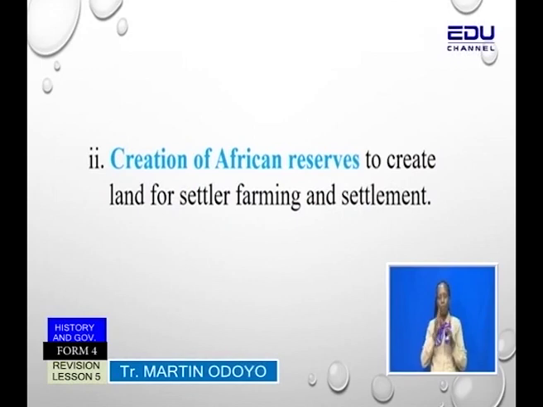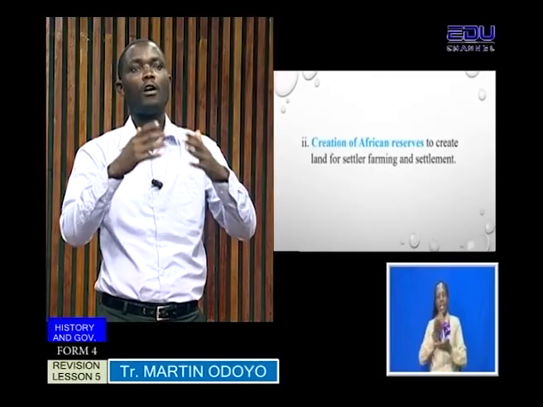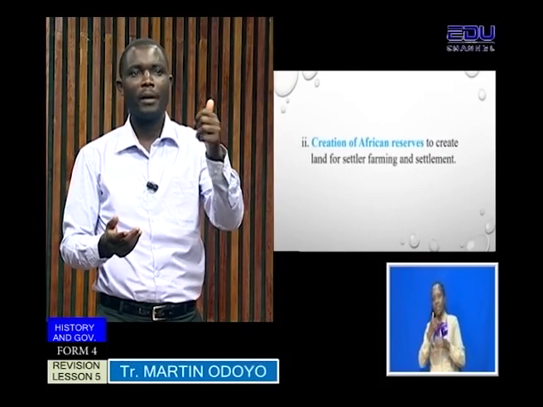The second negative effect of British colonial rule on the people of Kenya was the creation of African reserves. And here we need to be very clear. When the British came to Kenya, economic reasons were of more importance to them. For example, they wanted to introduce plantation agriculture, or in other words, cash crop growing. But land was a problem. So the only way out to get land to introduce cash crop growing was to create African reserves.